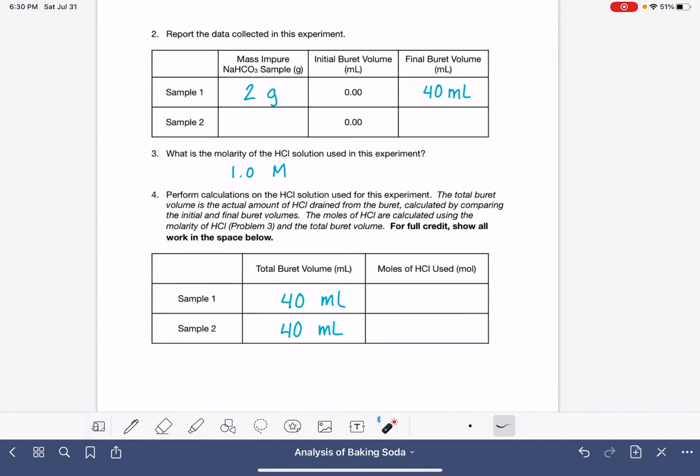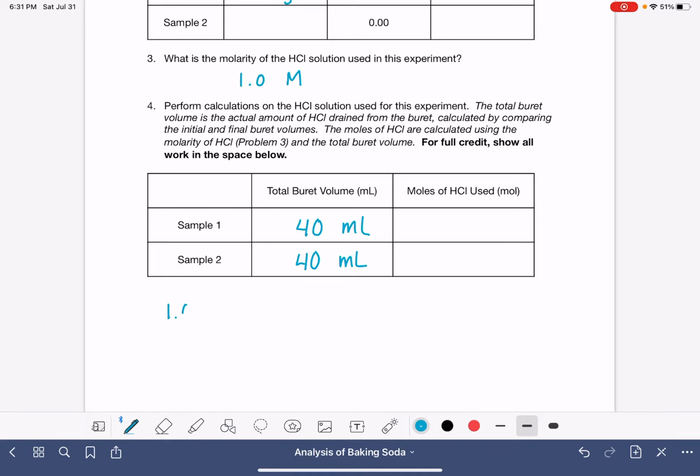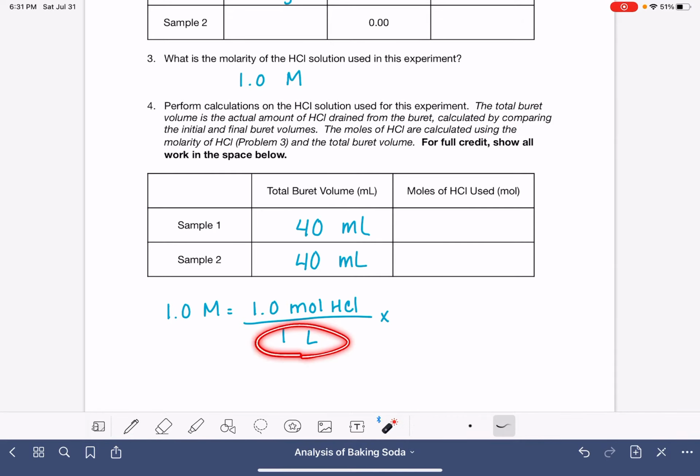And then also in question number 4, we're going to calculate the moles of HCl that we used for each one of these samples, and that is going to be calculated using the molarity of the HCl. The molarity in my hypothetical here, and again, this is not correct, the molarity of the HCl, 1 molar, means that we have 1 mole of HCl in every liter, and all I have to do is multiply by the volume that I used in units of liters, which is going to be 0.04 liters.